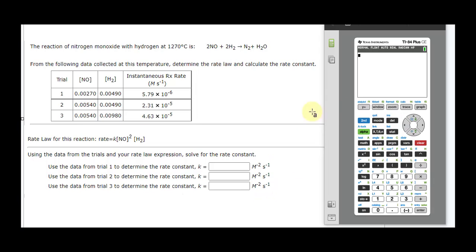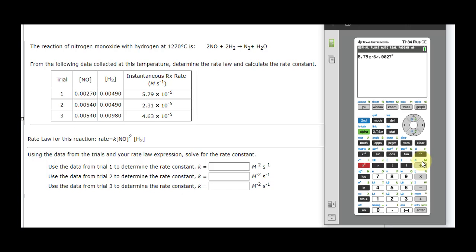So to solve this, a little bit of math, I'll take my instantaneous rate, which is 5.79. I'll type that in my calculator now, 5.79. Of course, we have to raise that to the times 10 to the -6. In our calculator, that's the E button, and that's a -6 molar per second. And we're going to divide that by the NO concentration squared, which is going to be 0.0027. No need to put that extra 0 in and square it. We've got a squared button.